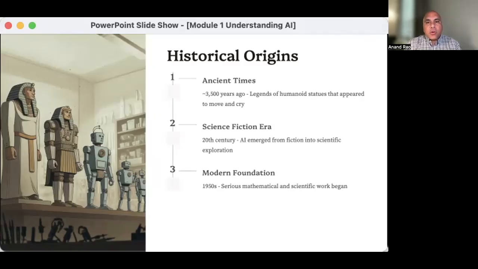Now, in the 20th century, we had lots of science fiction stories about AI, and that emerged from science fiction into scientific exploration mid-century. The 1950s marked a real turning point when mathematicians and scientists began serious work in the field. At the forefront was Alan Turing, a British mathematician and codebreaker who'd already made crucial contributions during World War II by helping crack the German Enigma code.